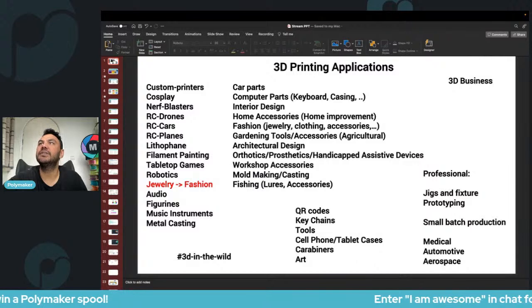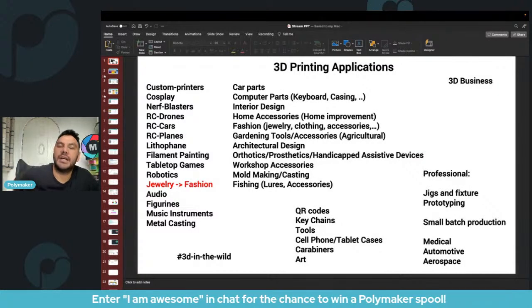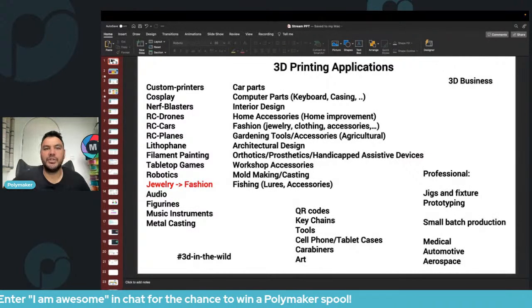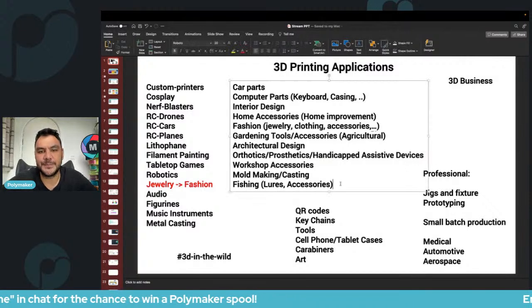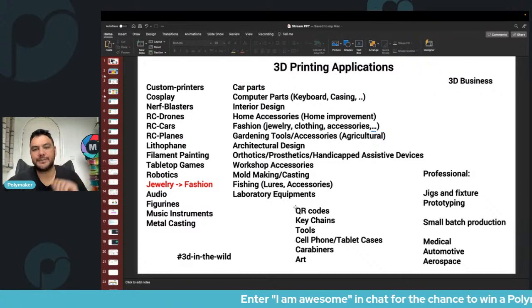Laboratory equipment, let it be chemical, biological, whatever, many parts. They're extremely expensive, so printing is popular. Laboratory equipment, so you would put that as a separate channel. Okay.